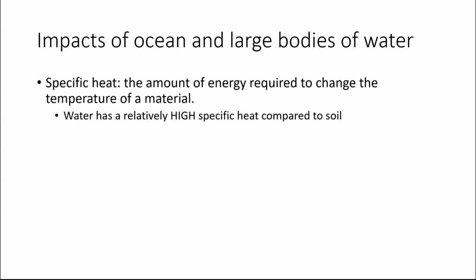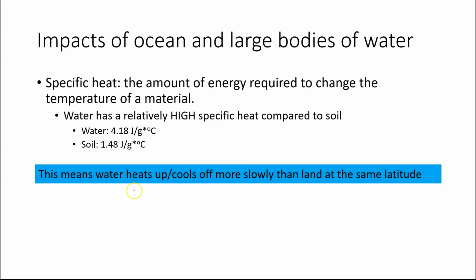So for example, water has a relatively high specific heat compared to soil. The amount of energy to increase 1 gram of water 1 degree Celsius is 4.18 joules, whereas soil, the same mass of soil, 1 gram, only requires 1.48 joules of energy to increase that temperature. Now, the reason that's going to be especially important to us is that it means water heats up or cools off more slowly than land at the same latitude.